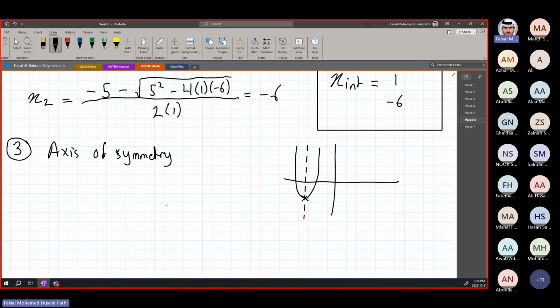So to find the axis of symmetry, we just have to apply this equation, which is x is equal to minus b over 2a.